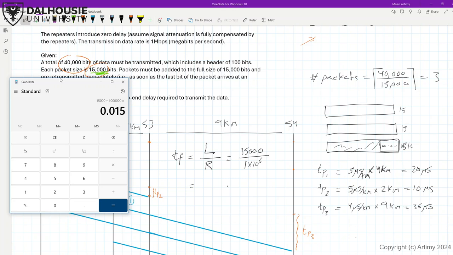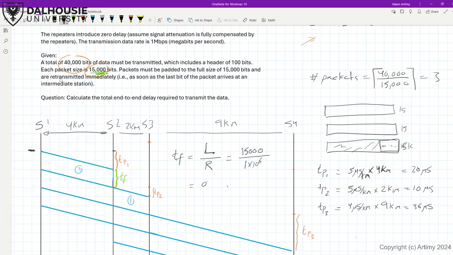That's seconds, so that's 0.015 seconds, or multiplied by 1,000, so you end up with 15 milliseconds.